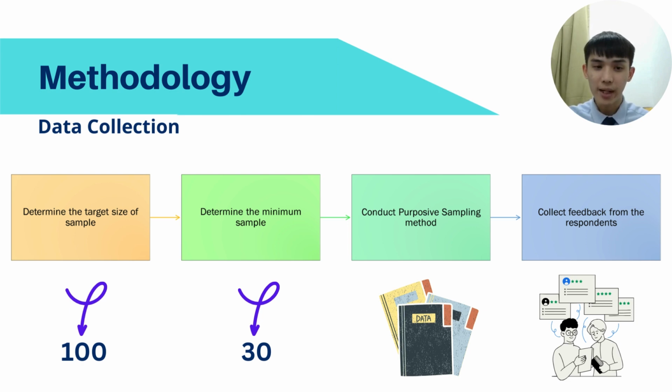For the first part, we determine the target size of the sample, which is 100, and we determine the minimum sample, at least 30 responses. After that, we conduct the purposive sampling method, which is targeting the clients and also construction companies. Then we collect the feedback from the respondents to analyze.